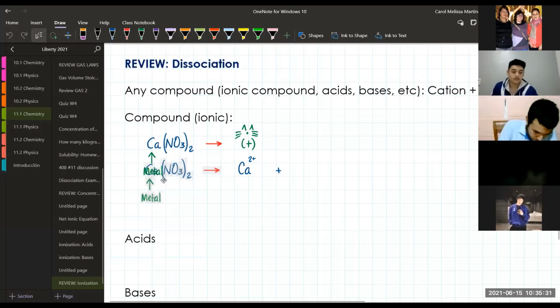I'm gonna move this like here. Better. Now it looks better for me, okay?